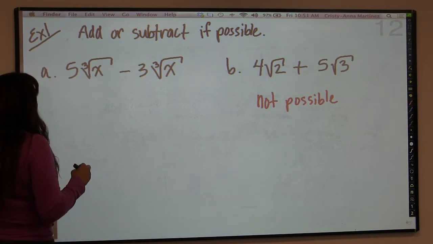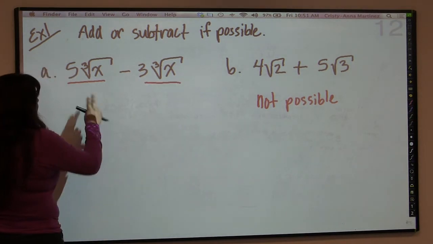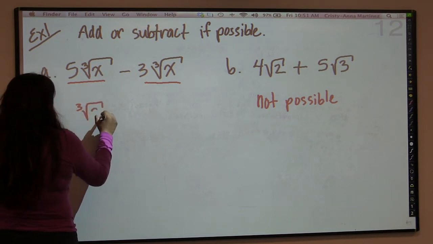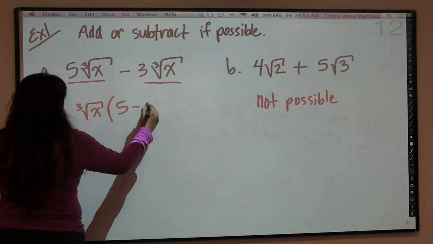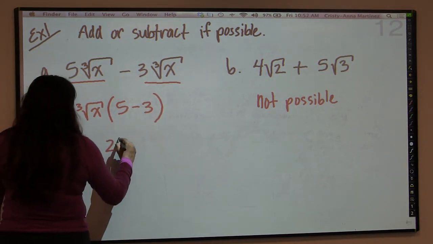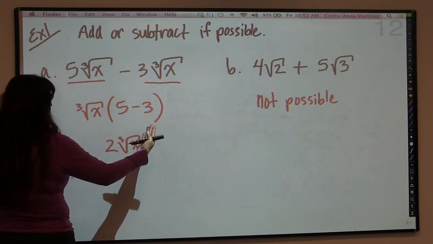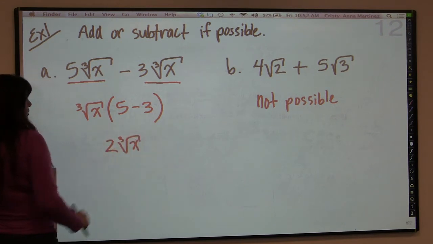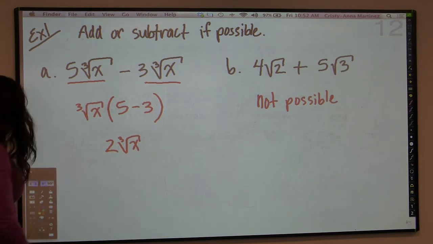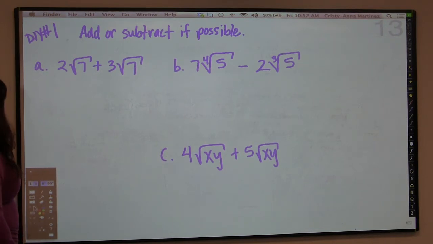And so how we do that is we look at the two terms, and it's kind of like factoring. You realize they both have the same radical, so if you factor the radical out, then you're left with a 5 minus a 3. And we know that 5 minus 3 is 2, and therefore this is 2 cubed root x. And even though the 5 minus 3 is on the right, it's okay to put the coefficient in the front of the radical. So for example A, the answer would be 2 cubed root of x. So now I'd like for you to try these examples on your own.